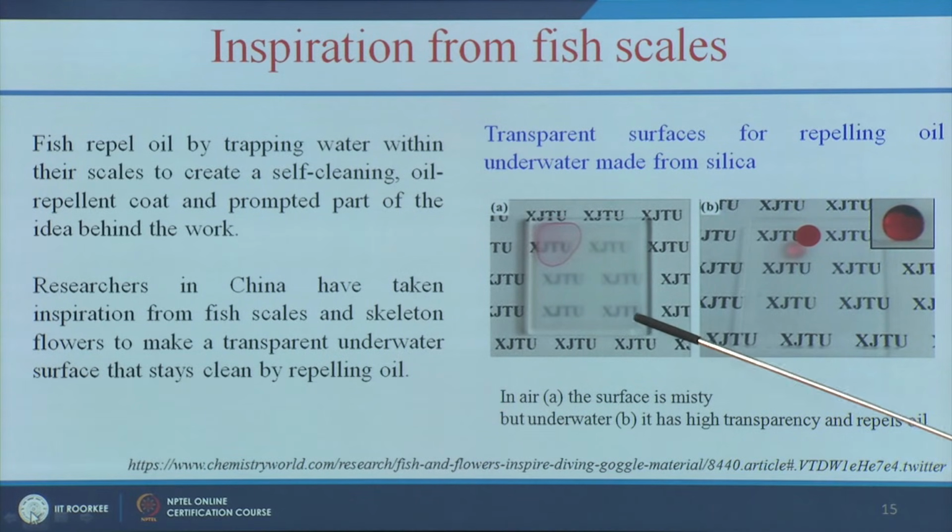So you can see this figure. So this is silica made by the Chinese group, and they made a nanoscale arrangement on this silica surface. In the air the surface is misty, but underwater you can see here it has a high transparency and it repels oil.